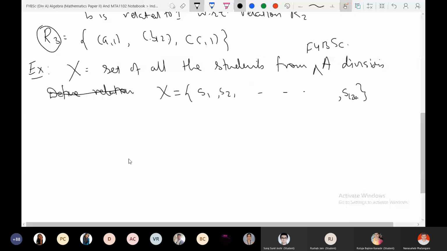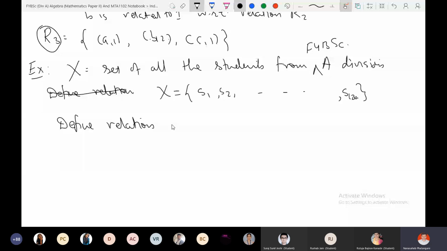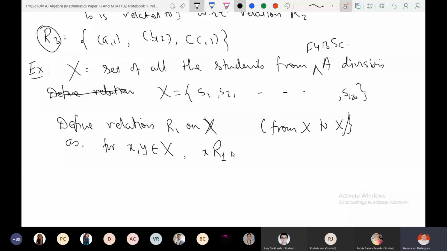So define a relation R1 on X. Now my second set is also X. Not necessary that the second set is Y. First of all, suppose my second set is also X. That means a relation from X to X. Suppose I define a relation from X to X as follows: if you choose any two students from this division A, that means I am selecting x and y from set X.